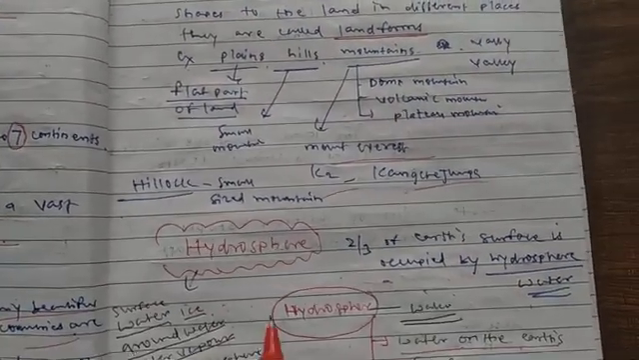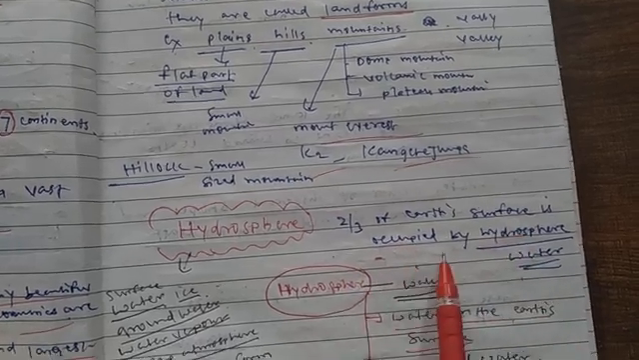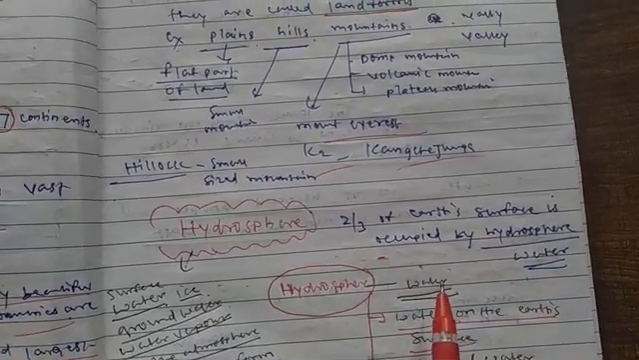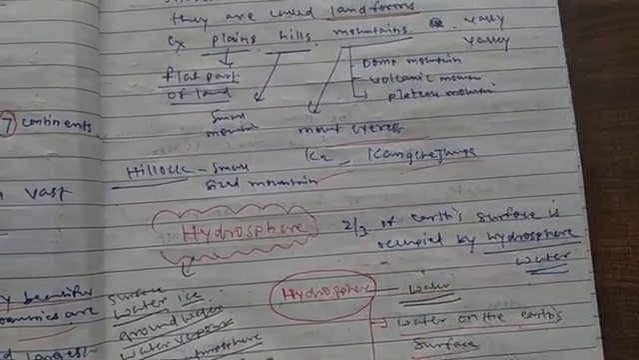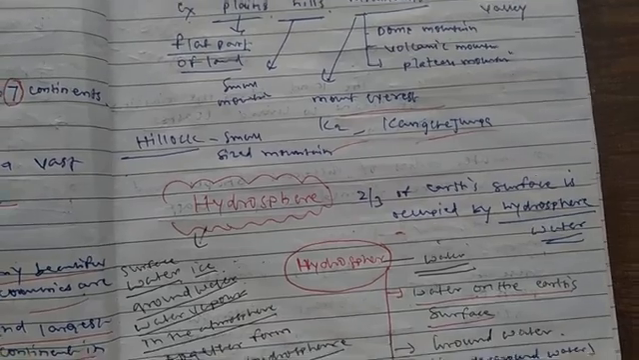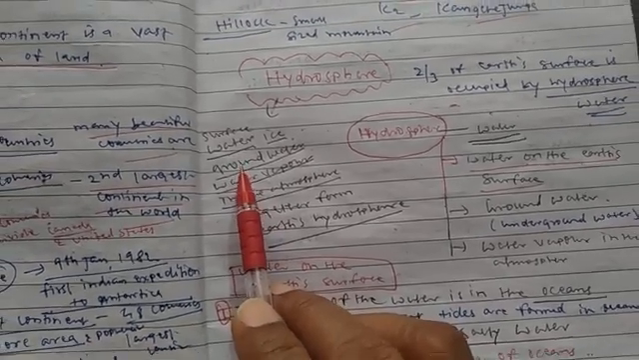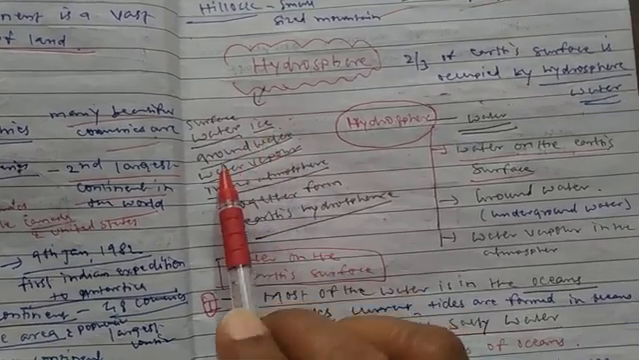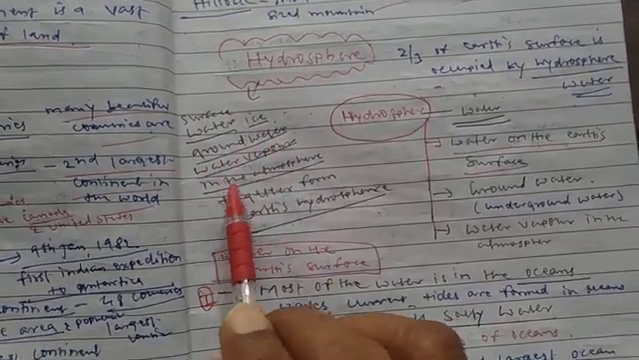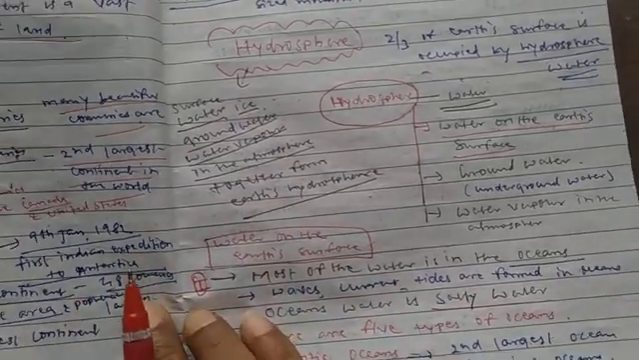Now we move towards the hydrosphere. What is meant by hydrosphere? Two thirds of the Earth's surface is occupied by the hydrosphere. It means more than 70% of the Earth is covered by water. In that water, somewhere we see water, somewhere ice, somewhere groundwater, and water vapor in the atmosphere also. All together it is called the Earth's hydrosphere.